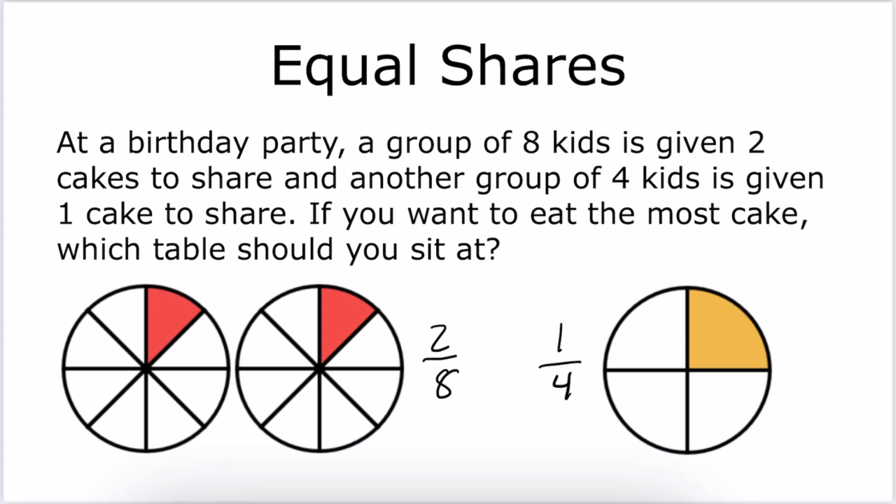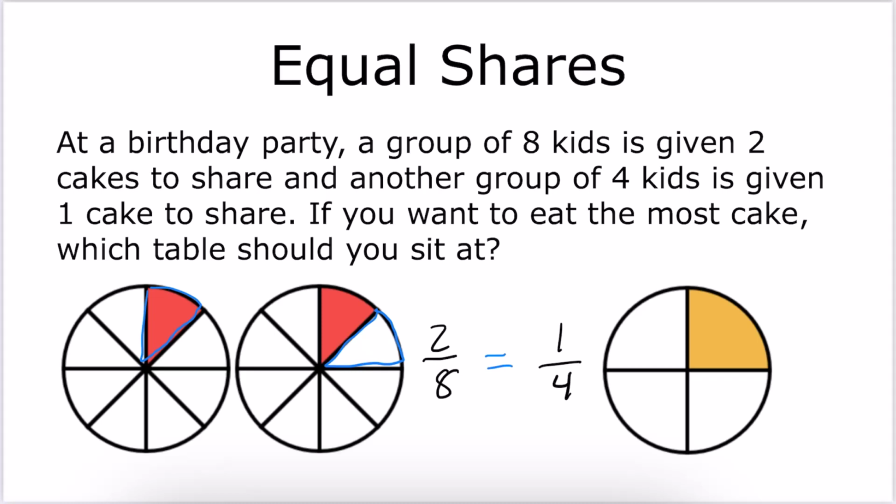And your students might look at this and say, well, if we just took this piece of cake right here and moved it over here, then that would make up 1/4 of the cake. And so these two fractions are actually equal. It doesn't matter which table you sit at because you'd get the same amount of cake either way. And then once your students have solved some problems like this, you can look at the equivalent fractions that they found and ask them if they notice any patterns between these two fractions.